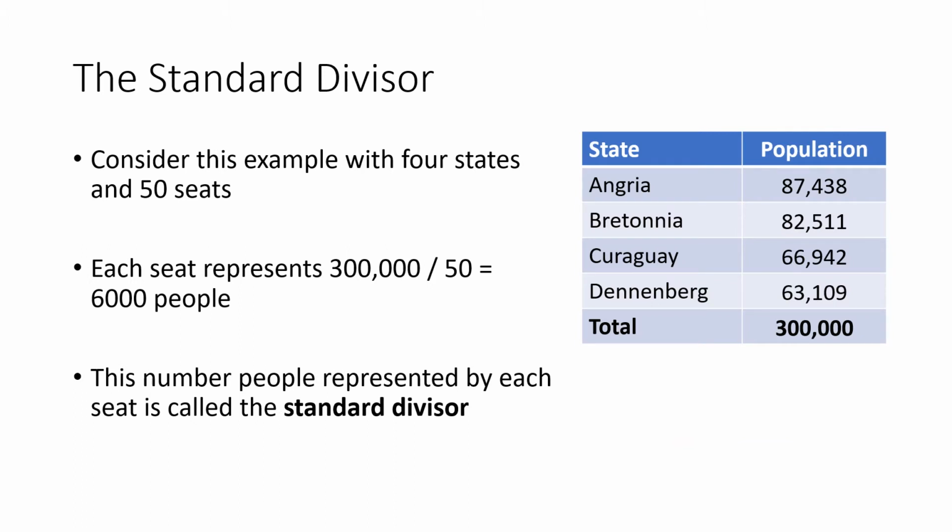So in this example, we have a country with 4 states, and the total population is 300,000, and let's say that we have a legislature with 50 seats. So each individual seat represents 1/50th of the total population. Or in other words, if we take the total population, 300,000, I'm getting that from my chart, and divide it by the number of seats, that gives me 6,000 people. And this means that each seat represents 6,000 people.